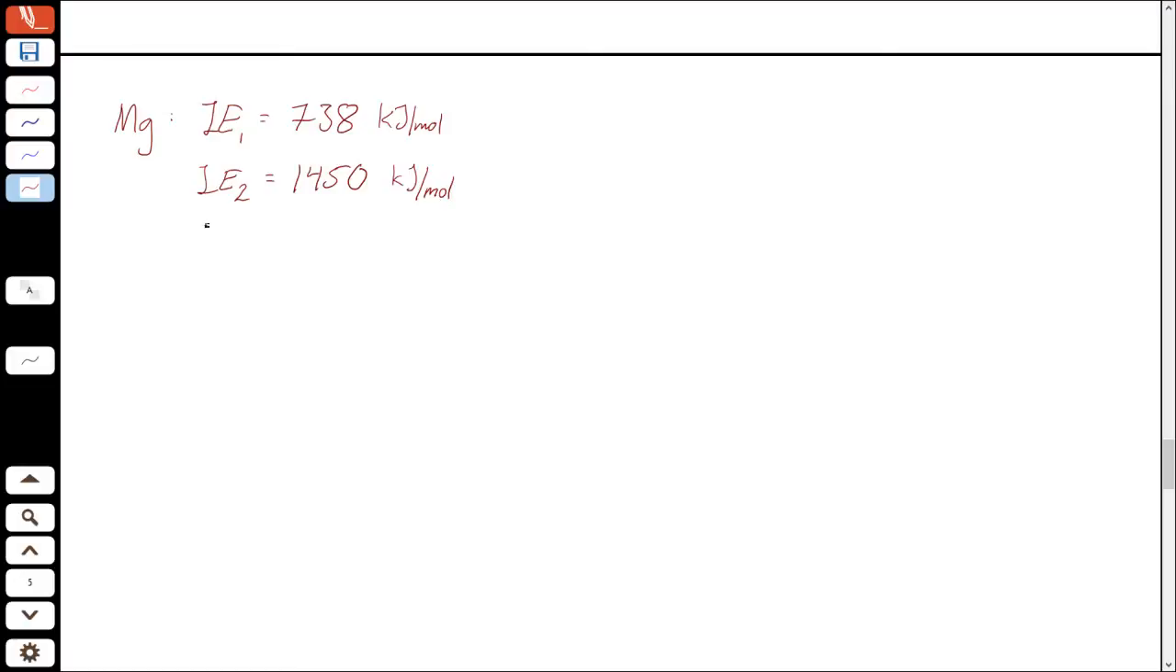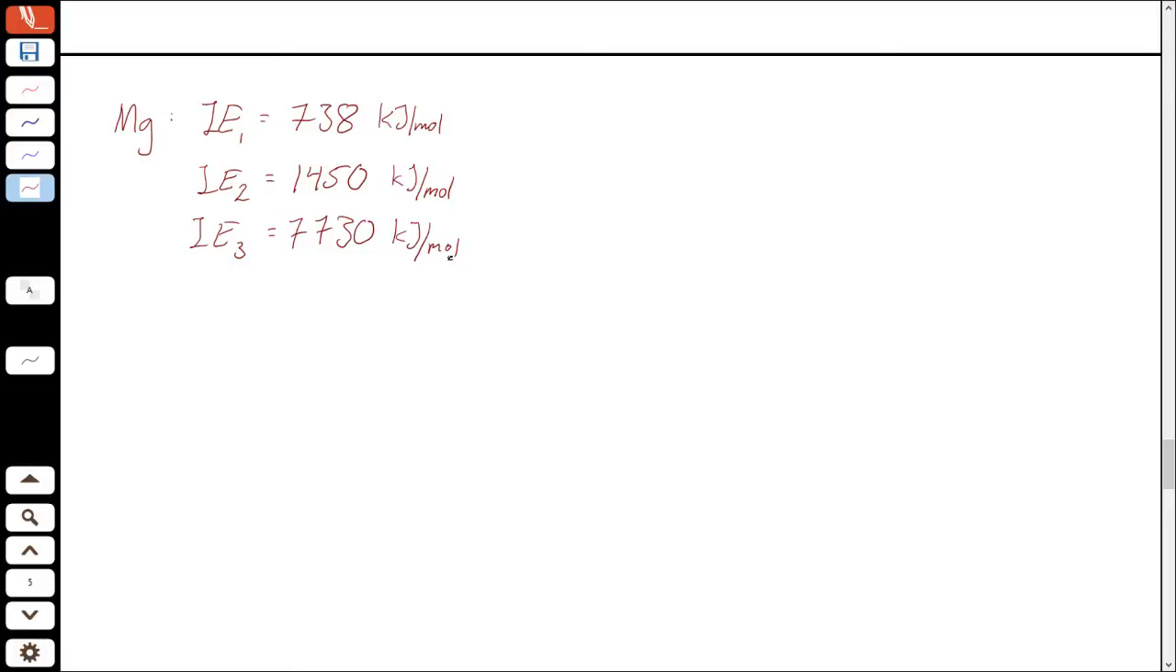And then the third ionization energy, so we've removed 2 electrons from magnesium. Now we're going to remove a third electron from magnesium, and it is enormous: 7,730 kilojoules per mole. Between the first and second ionization energy, it's roughly double. And for the third ionization energy, it's about 5 times bigger. So why is the third ionization energy for magnesium so much bigger than the other two?